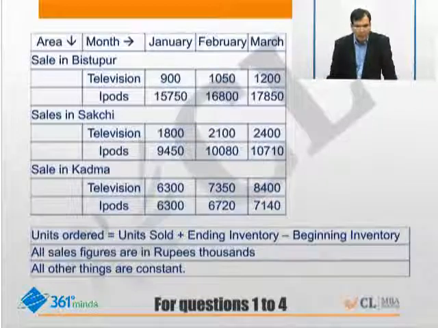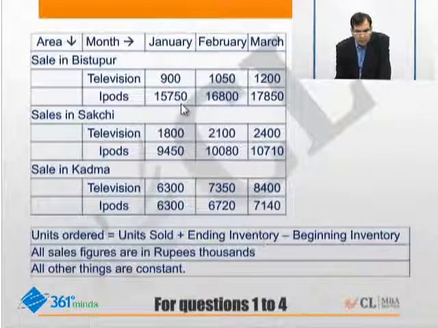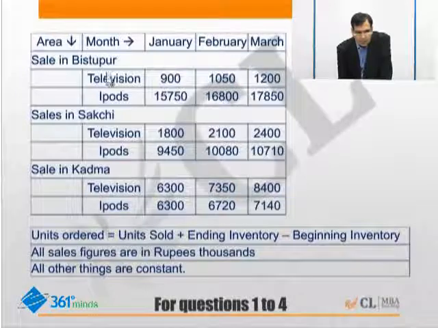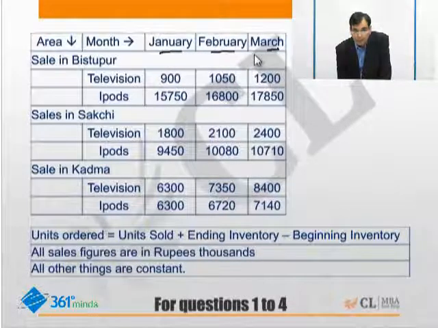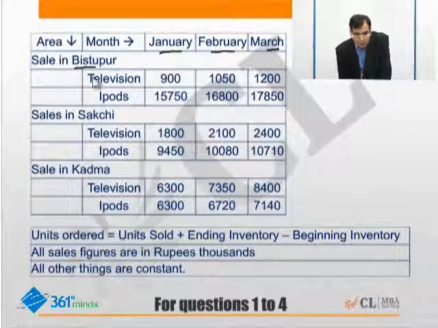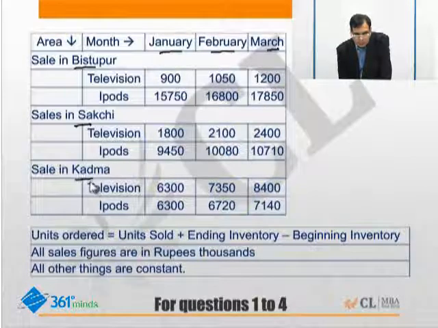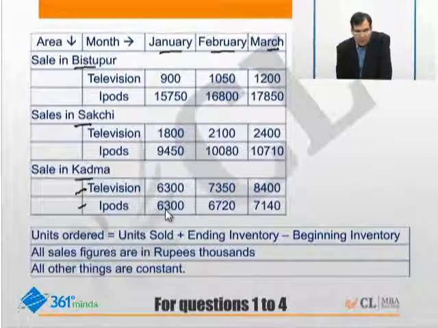In this table, we are given the sales across 3 different months, January, February, March of a particular year, in 3 different locations for 2 different products, televisions and iPods.